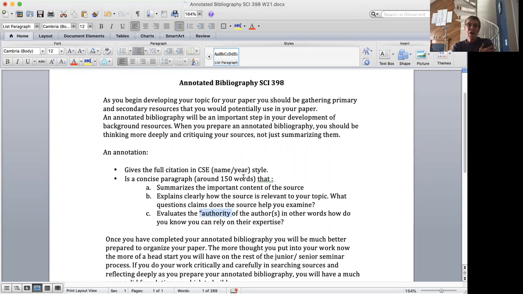You write a paragraph of about 150 words, so that's about a third of a page. And in that, you need to do 3 things. You need to summarize the basic content of the source, what is in this paper.